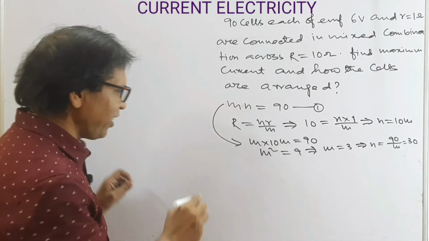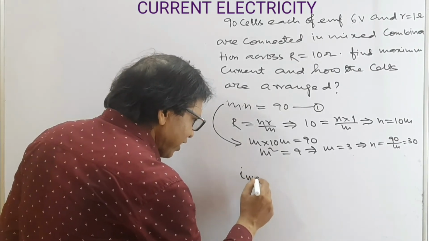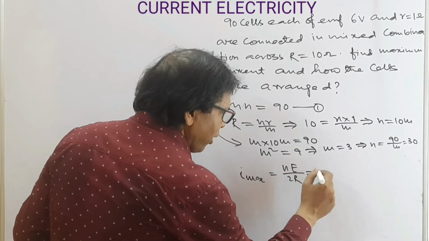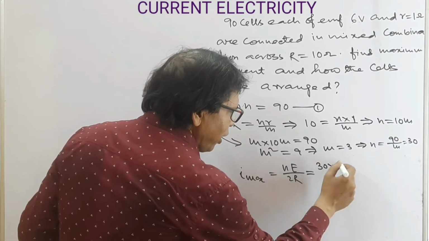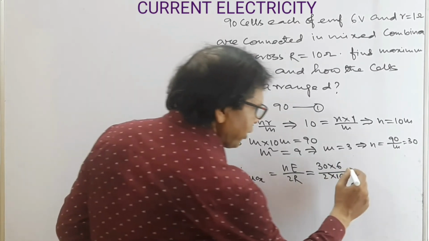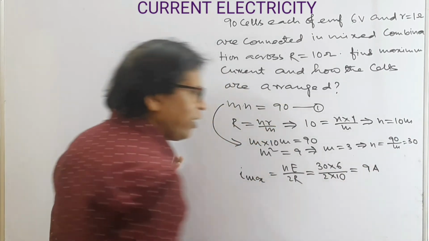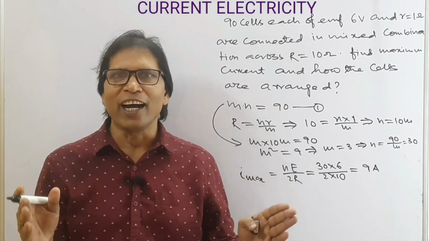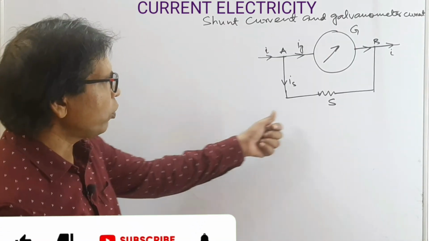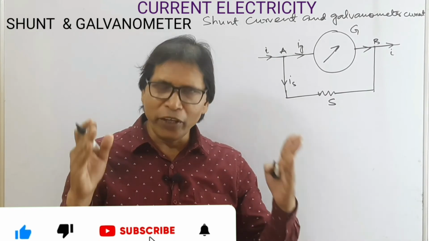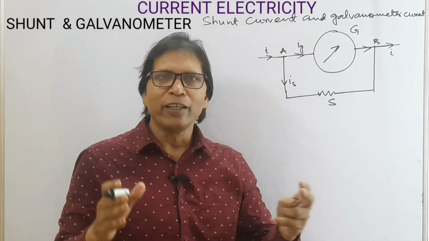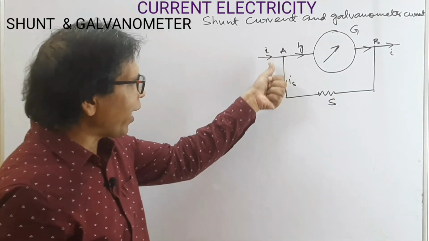Now the maximum current: I max equals Ne divided by 2 into capital R. Now n equals 30, E equals 6 and 2 into R is 20. So this is the 9 ampere current through the capital R 10 ohm. Understood? Next.